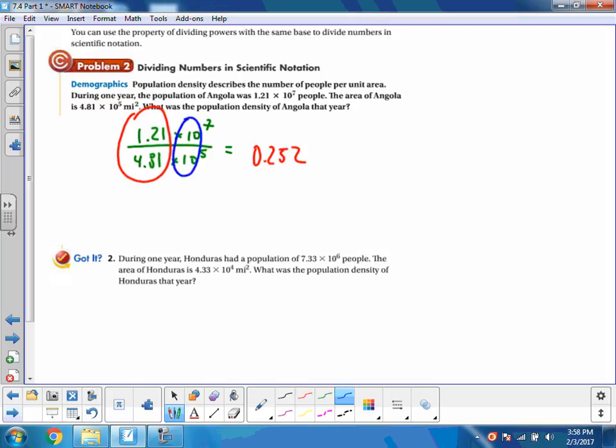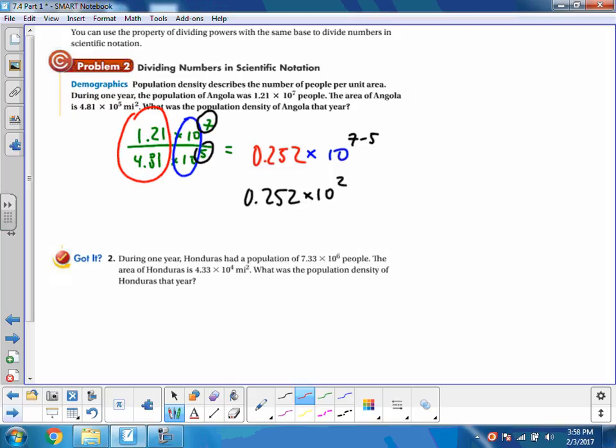Now I'm going to deal with these bases, okay? So both the bases are 10, and I'm going to look at the exponents here. I've got a 7 and a 5, so it's 7 minus 5 because I'm dividing. So it's to the second power. Well, we've got to make a couple of changes here. Times 10 to the second, true.